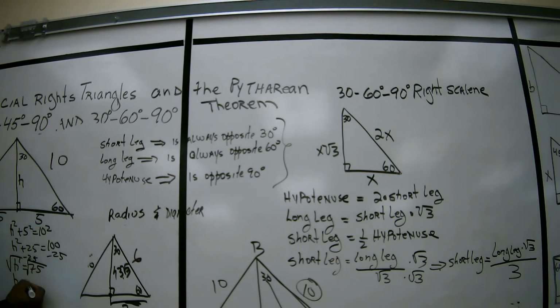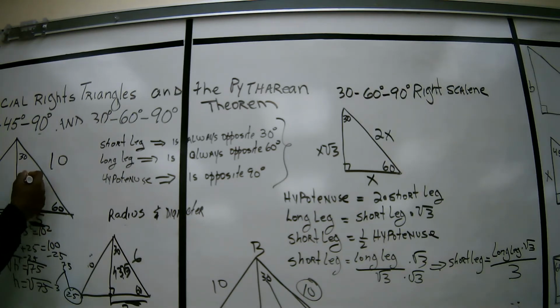As you can see, 75, you will have to factor in order to see if there's a perfect square. 75 is 3 times 25, and 25 is a perfect square. Then you will have h equal to the square root of 25 times 3. Then take the square root of each one of them, and you will have 5. h is 5 square root of 3. As you can see again, this short leg is 5. The long leg is 5 square root of 3.